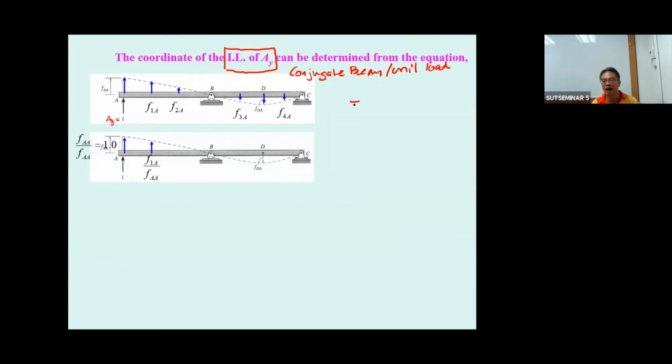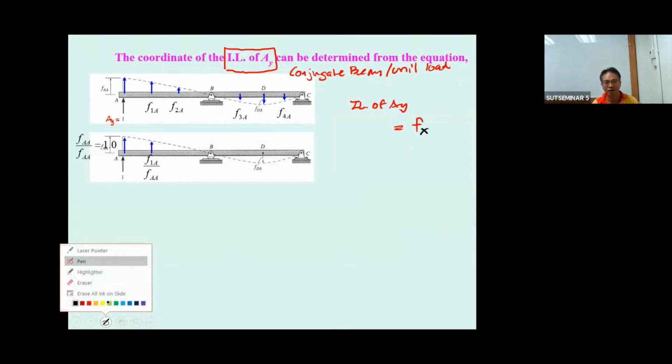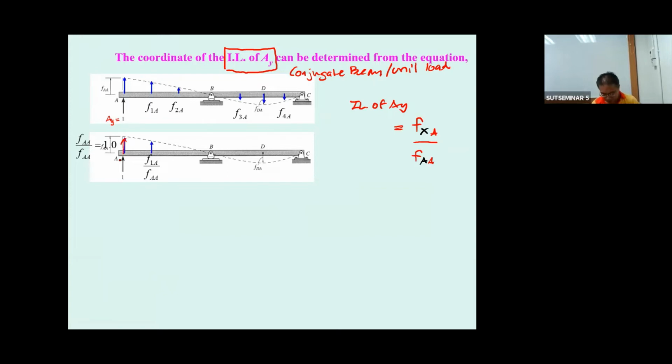The influence line of A sub y is equal to the deflection at point X when the force is applied at A, divided by the deflection at point A due to the force applied at A. If you consider this one, it is going to be F sub AA divided by F sub A. This one is 1.0, and the others you can determine as the coordinates of this.